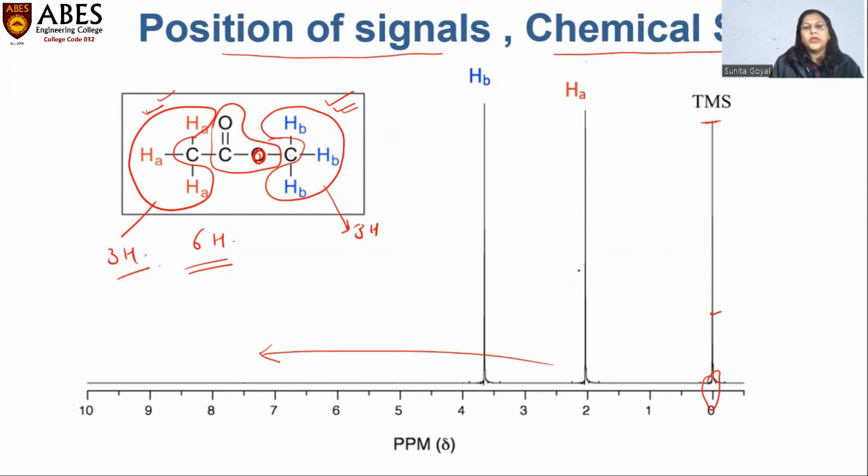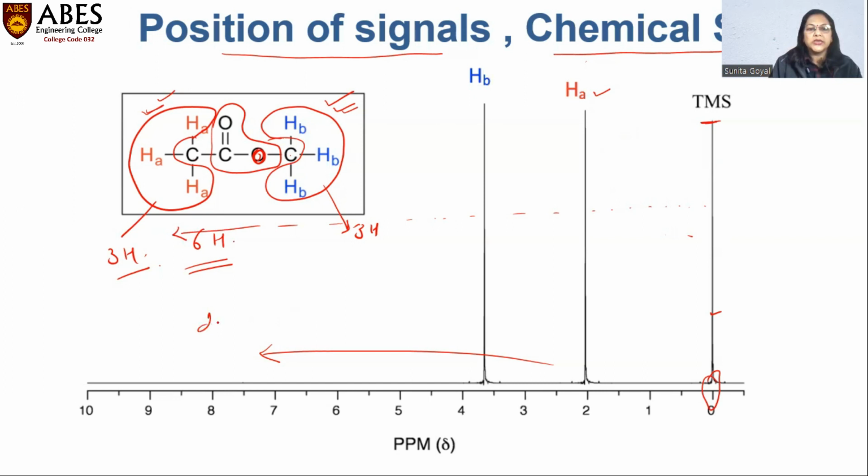How can we see this in the spectrum? We can see that the shielded protons will be on the right hand side, nearby to the TMS. Because TMS is highly shielded, the shielding will be lesser and it is converted to de-shielding from right to left side.